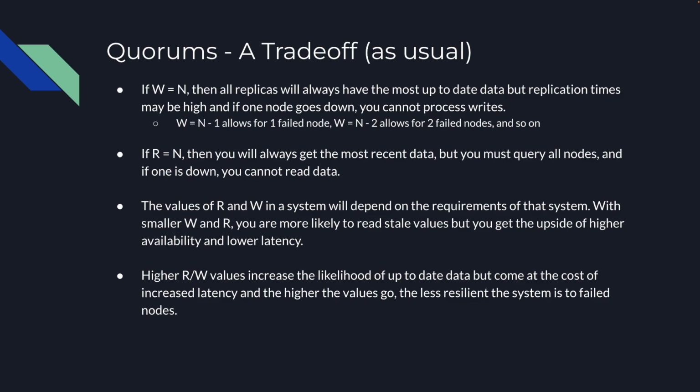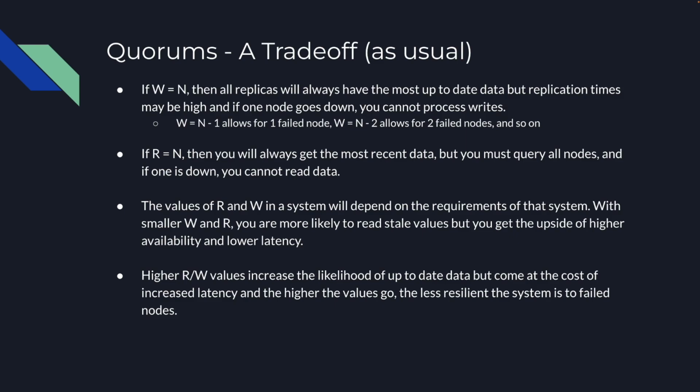You're starting to see that the values of r and w in a system are going to depend on the requirements of that given system. With smaller w and r values, you're more likely to read stale values, but you get the upside of higher availability and lower latency because you have to go to fewer nodes to confirm the write or for your read.